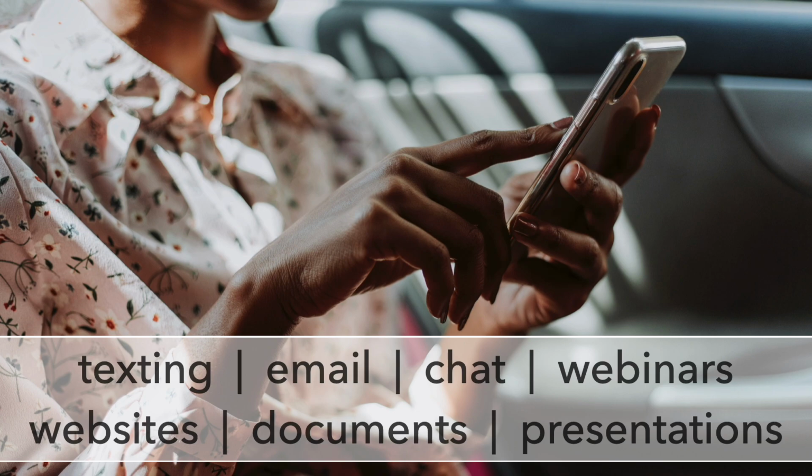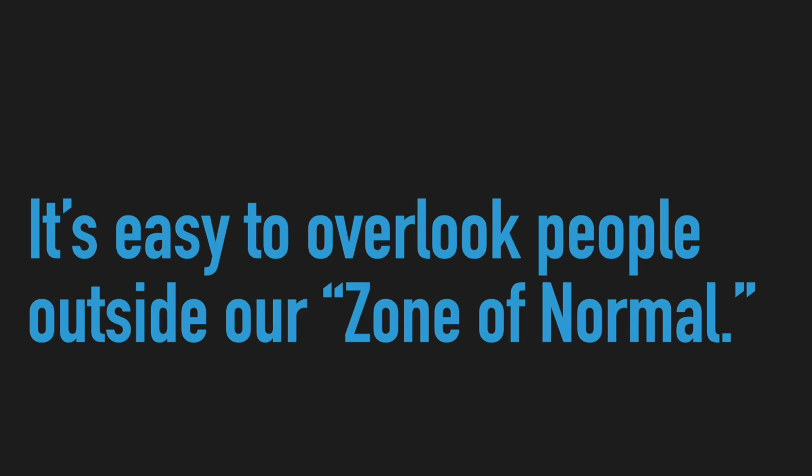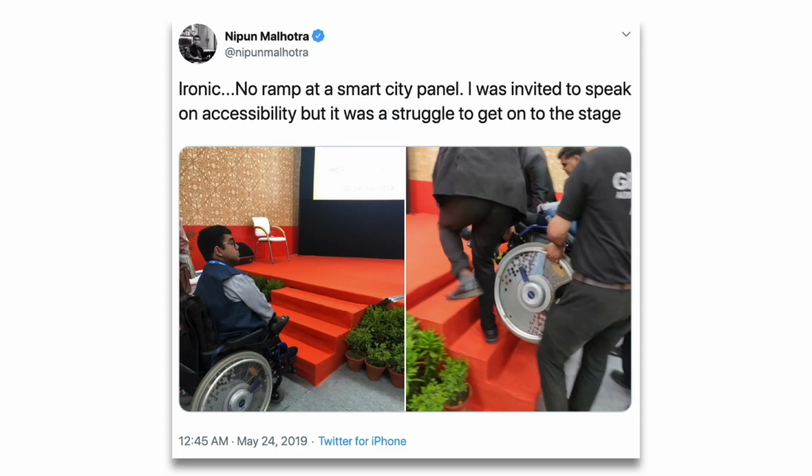One helpful starting point is just remembering that our personal abilities really do define our sense of what is normal, and building on that, it's really easy to overlook people who are outside of our zone of normal. One famous example that I've seen of this was a disabilities rights advocate who was asked to come and speak at a Smart Cities panel to talk about how cities of the future could be made more accessible for those with mobile impairments. And it turns out they did not think to include a ramp for the stage, so he literally had to be lifted onto the stage. A bit ironic, but also in a really sad way. And this unfortunately happens to countless learners in countless contexts every single day.